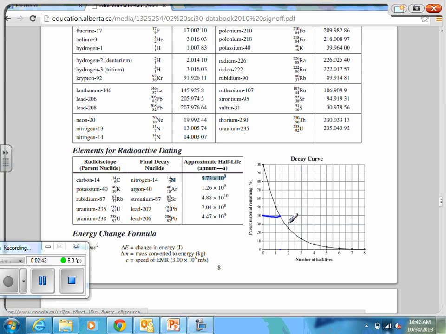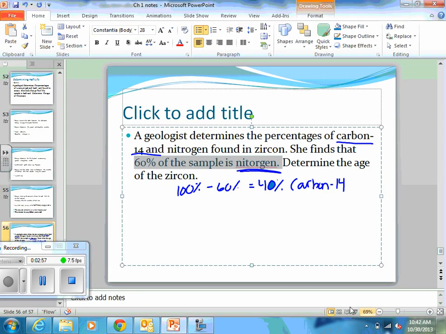I would estimate that to be maybe 1.4. It's not quite 1.5. 1.5 would be right here. I would estimate it's about 1.3 or 1.4, maybe 1.3. We'll go with that. Okay, so we figure out how many half-lives have passed and what is the half-life. This tells us how old the sample is.